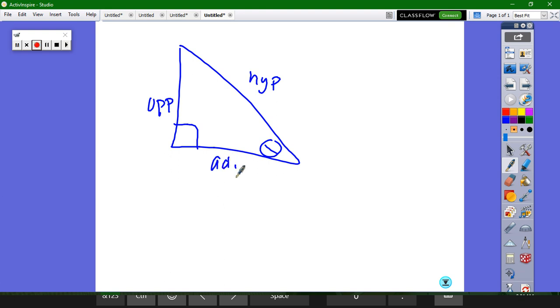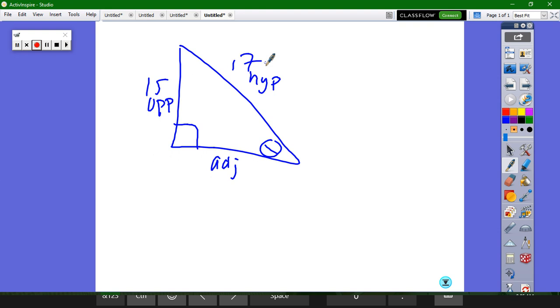Okay, and as we know, the good old SOHCAHTOA, correct? Sine is opposite over hypotenuse, cosine is adjacent over hypotenuse, tangent is opposite over adjacent. That should be very familiar to you. Would you guys agree with that? Okay, now, what if I said I want you to find all 6 trig functions if this is 15 and this is 17?